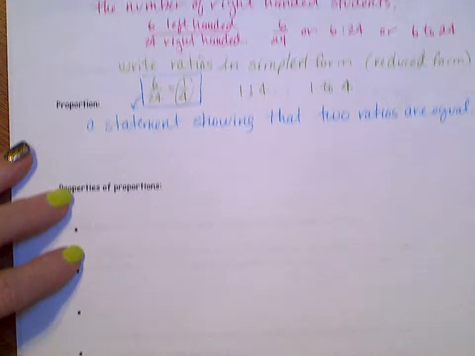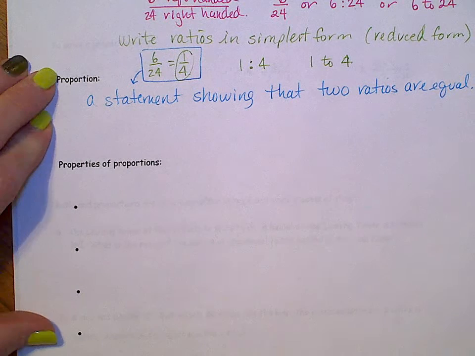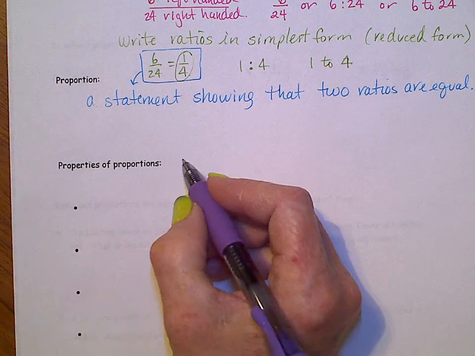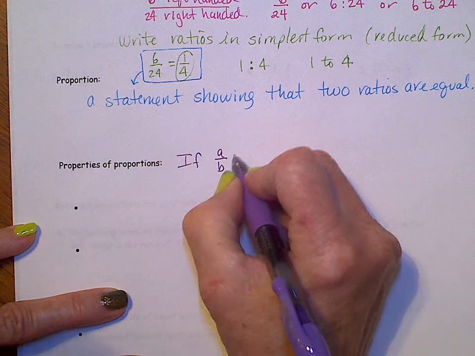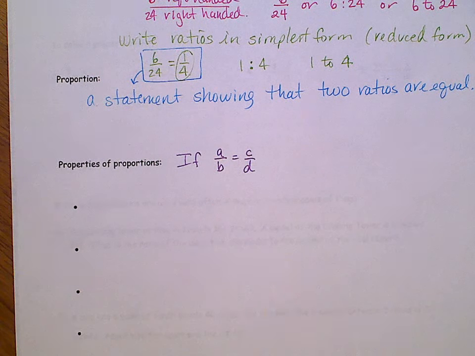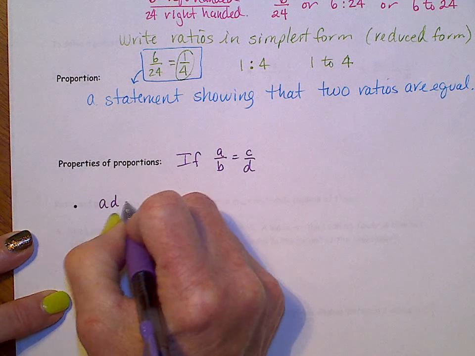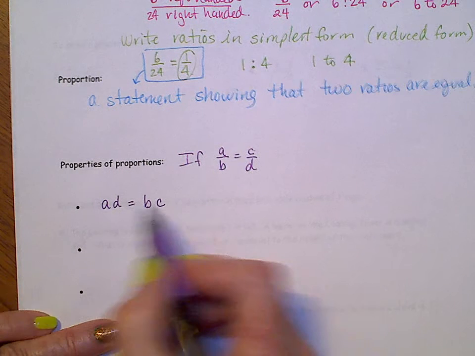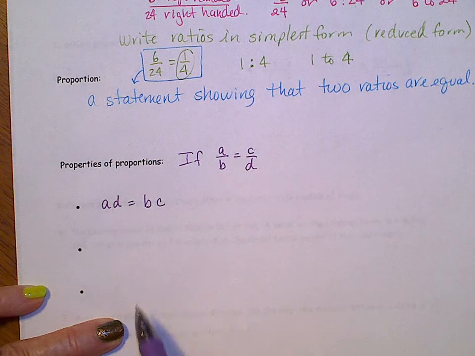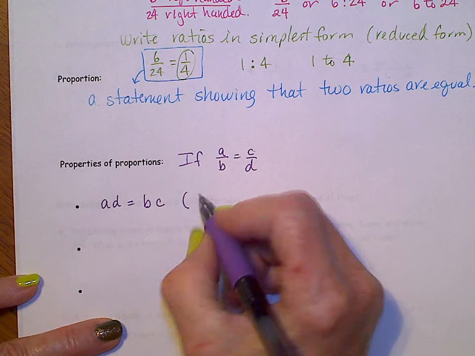There are some properties of proportions that we need to take a look at. If, in general, we have this proportion, A over B equals C over D, then we can say A times D equals B times C. And how did I get that? I just cross multiplied. So this statement right here, A times D equals B times C, says that the cross products are equal.